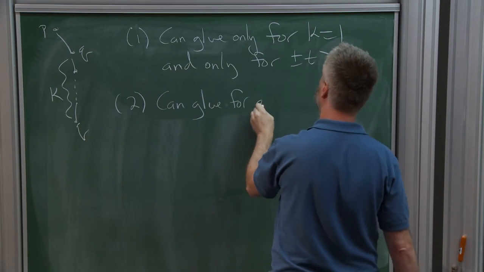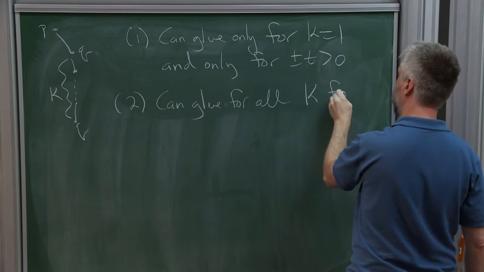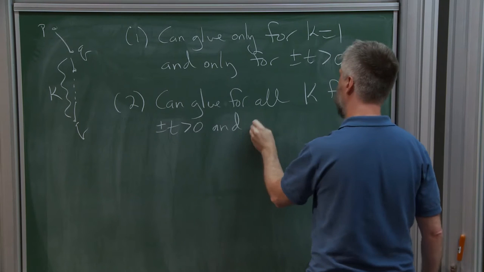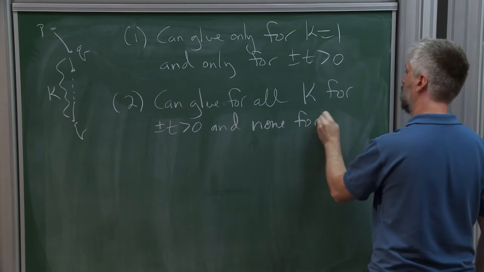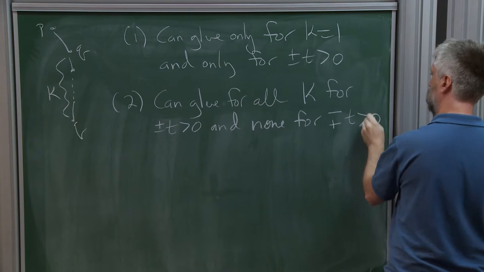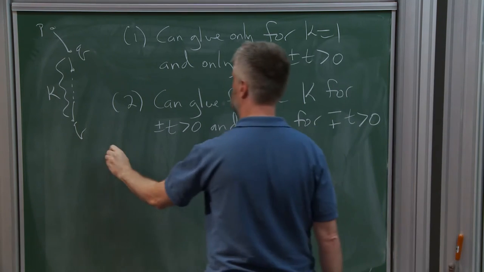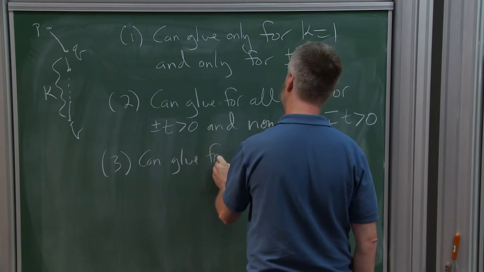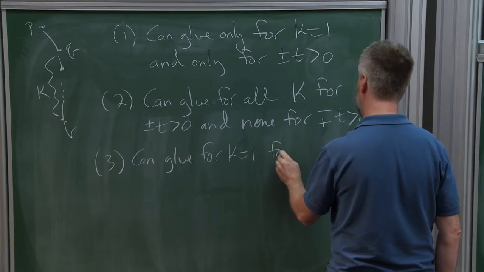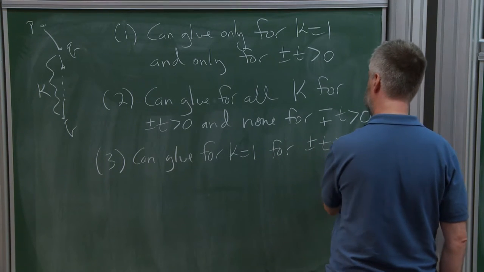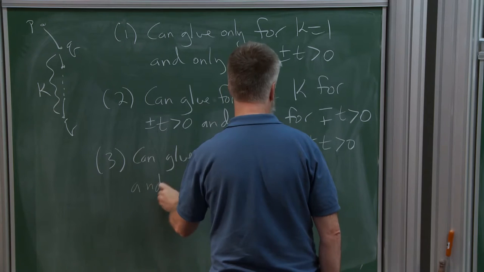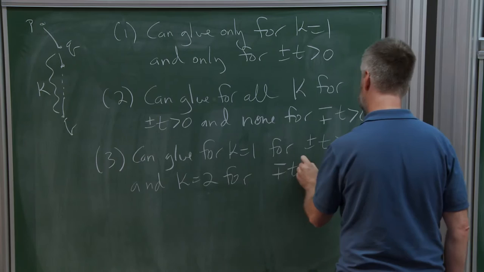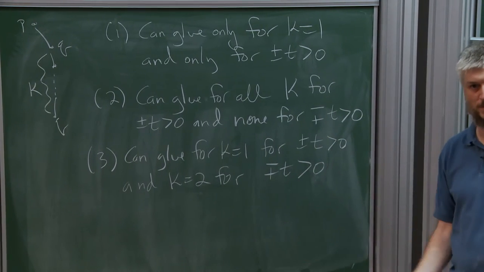Case two is you can glue for all k, say for one of the signs, and none for the opposite. And case three is you can glue for k equals one for one sign, and k equals two for the other sign. Those are the three possible outcomes.